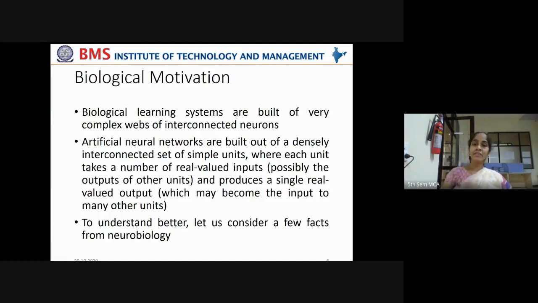Now, biological learning systems are built of very complex webs of interconnected neurons. Everywhere there are lots of neurons interconnected, and each neuron fires a particular action to the next neuron, and that fires further to another neuron, and that fires, and so on. Up to 100 to 200 or 300 firings of neurons should take place in order to make you feel that your fingertip is itching, right? For that, that much complex firing of neurons will take place, that much complex communication between the neurons will take place.